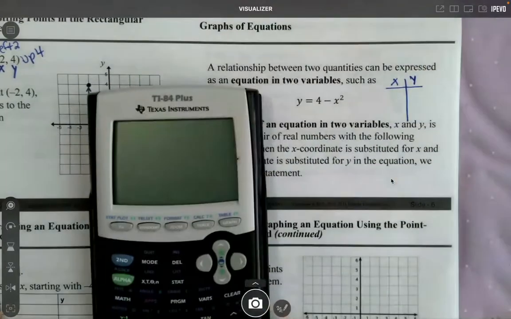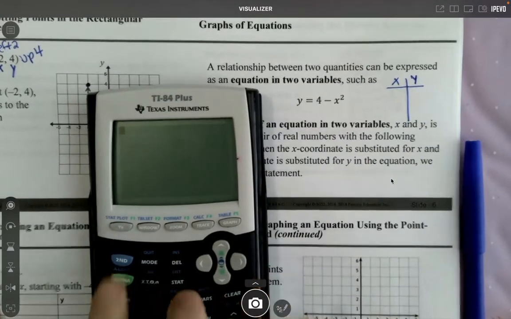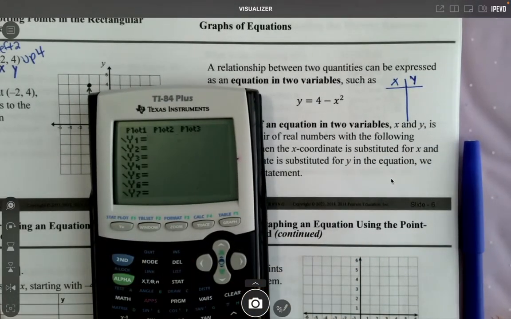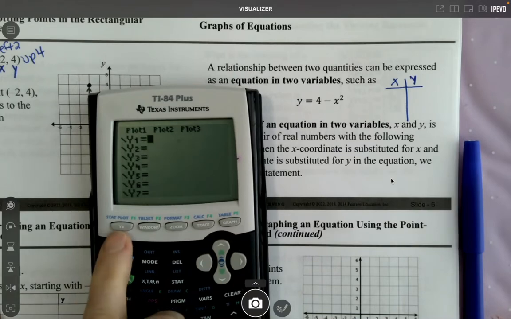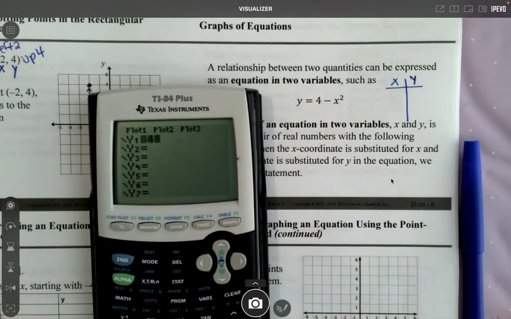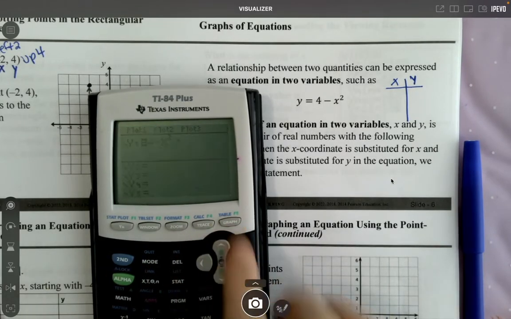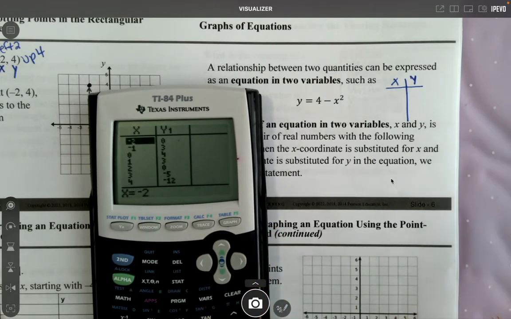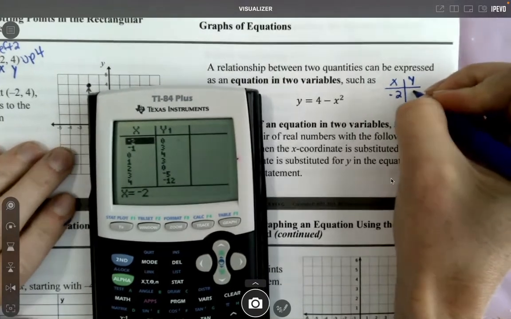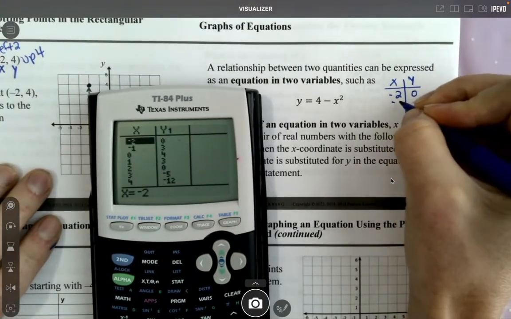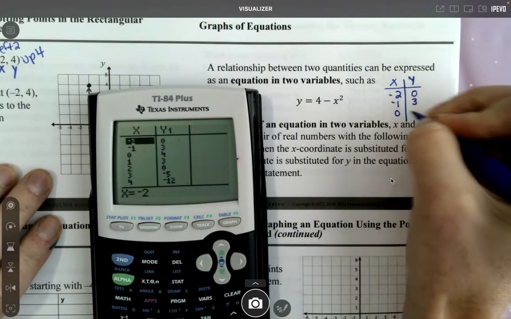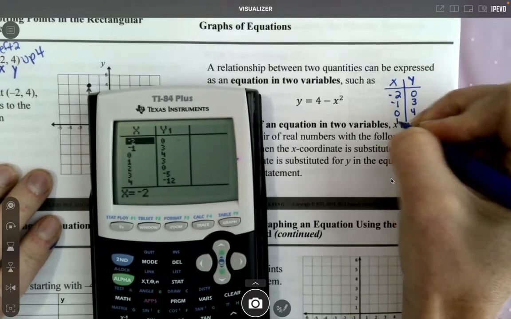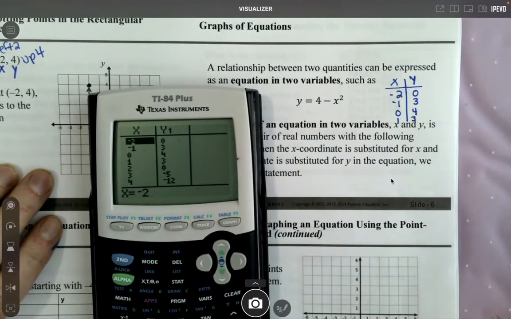So I'm going to review how to do that in the calculator. I'm going to go to y equals, clear out whatever is in there. Let's put in 4 minus x squared. And we can hit second table to come up with some numbers. So I'm going to do negative 2, 0, negative 1, 3, 0, 4, 1, 3, and so on.